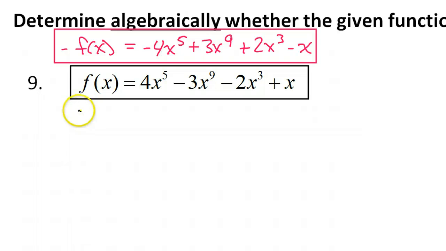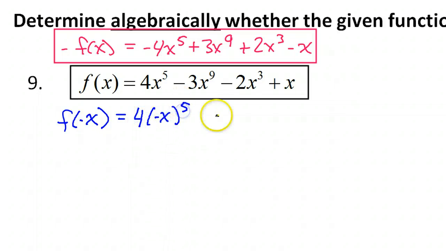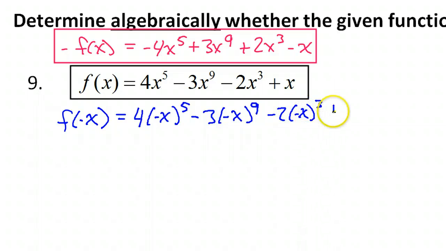And finally, what we always do is we test out what we get if we do f of negative x. In other words, if we take the original function and we substitute all the x's with negative x's. So this would become 4 times negative x to the 5th power minus 3 times negative x to the 9th power minus 2 times negative x to the 3rd power plus negative x. Okay, so let's simplify this.